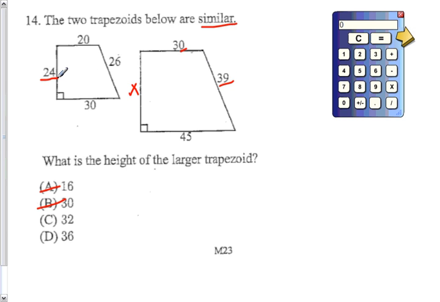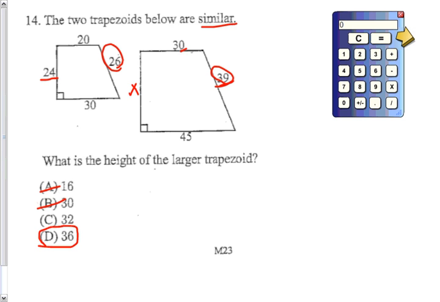Now we can look over here, and this is not a scientific way of doing this, but we can see that this is 24 and this side is 26 and the smallest side is 20, so it's a little closer to, and I'll put a circle, it's a little closer to this measure than it is the smallest side. So it stands to reason that in the larger figure it should be a little closer to the 39 than it would be the 30. And the answer choice that's a little closer to it is 36, answer choice D.